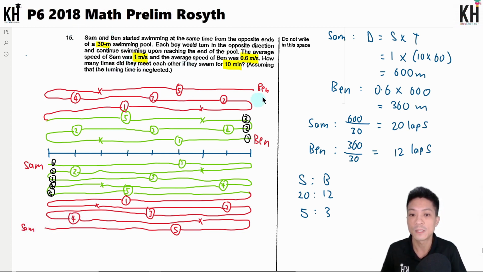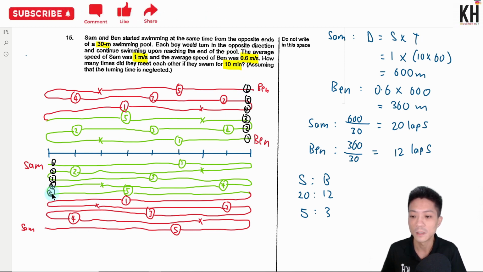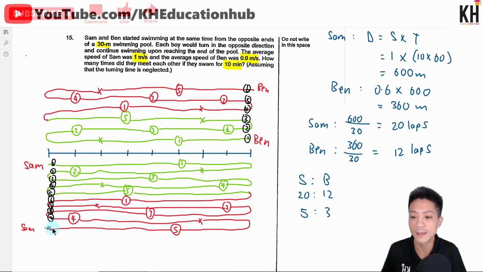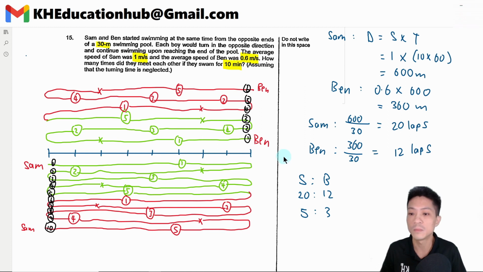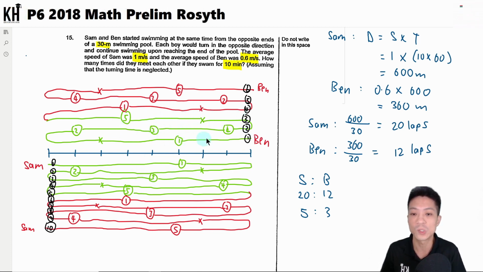So if I write down the laps, you can see that this is another, this is lap number 4, 5, and lap number 6. Okay, for Sam, it will be lap number 6, 7, 8, 9, and lap number 10. Okay, so every 5 laps, they will meet each other 5 times, which means that every 5 laps that Sam swims, they will meet each other 5 times. Every 3 laps that Ben swims, he will meet Sam 5 times.